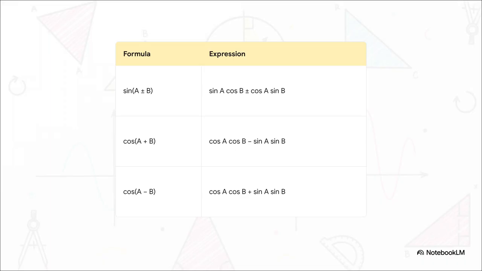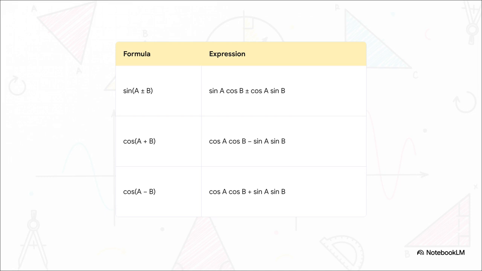Look really closely at the pattern here, because there's almost a distinct personality to these functions. Sine formulas kind of play nice, right? They mix sine and cosine together. Notice that sine A, cosine B thing. But cosine formulas? Oh, they stubbornly group the cosines together at the front, and the sines together at the back.